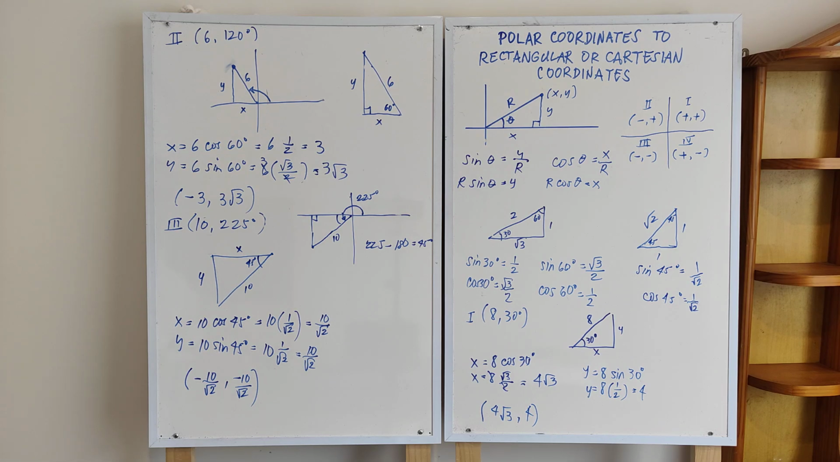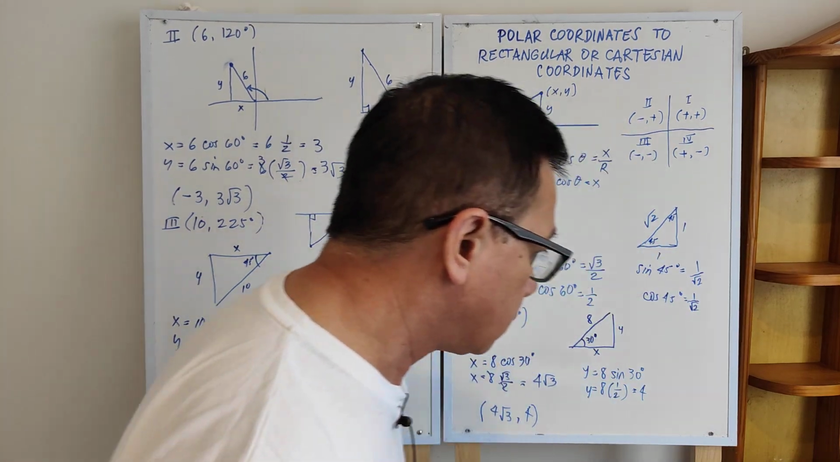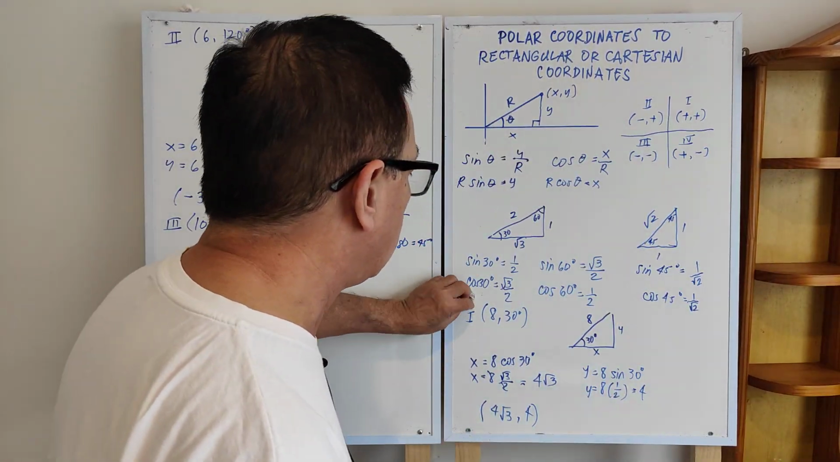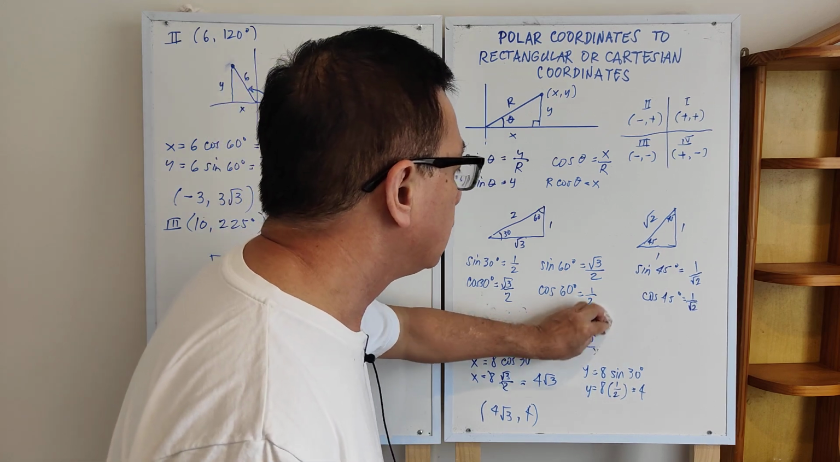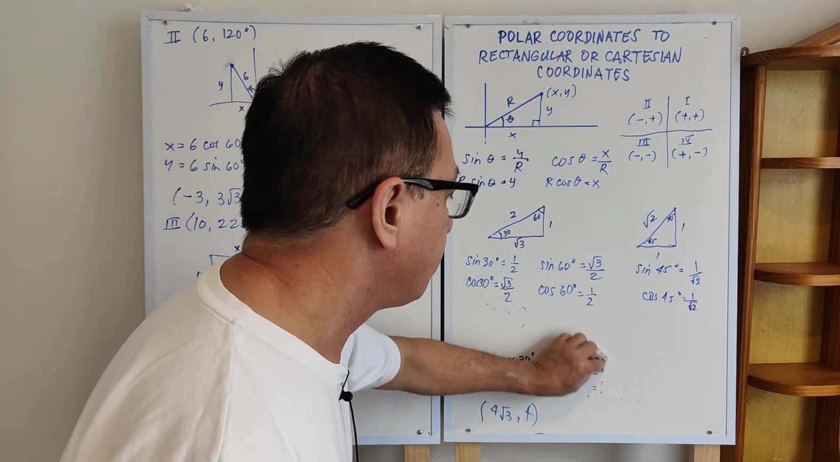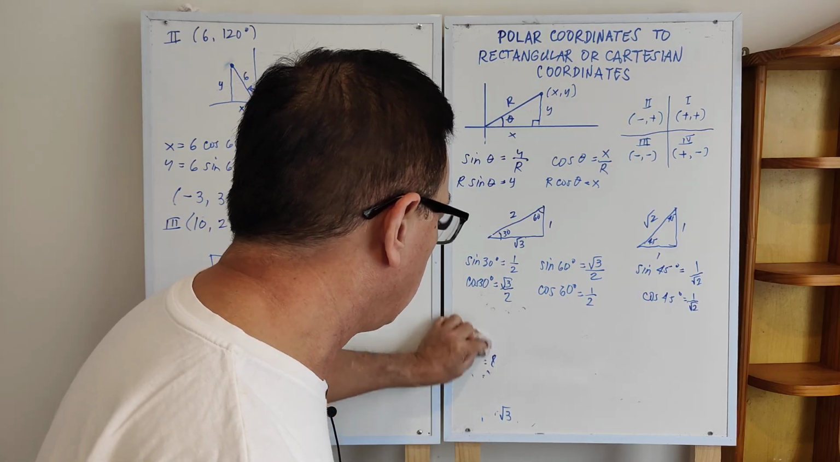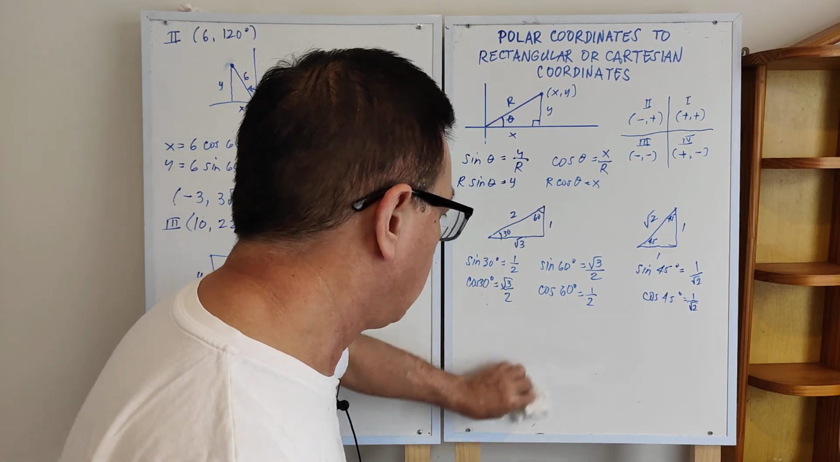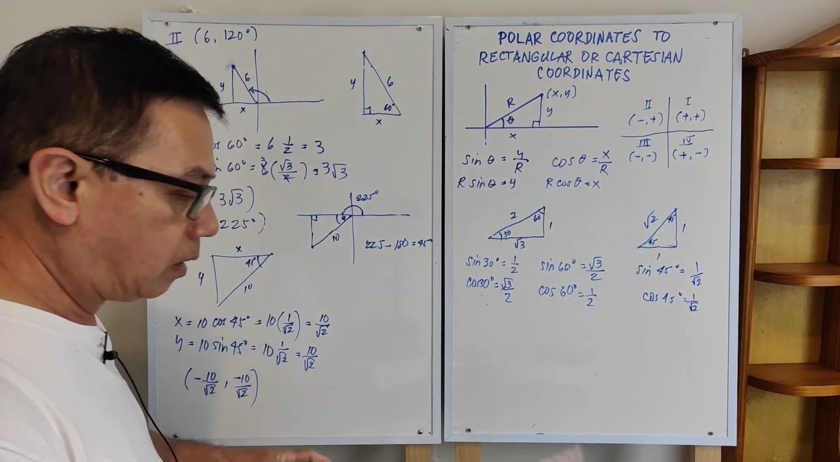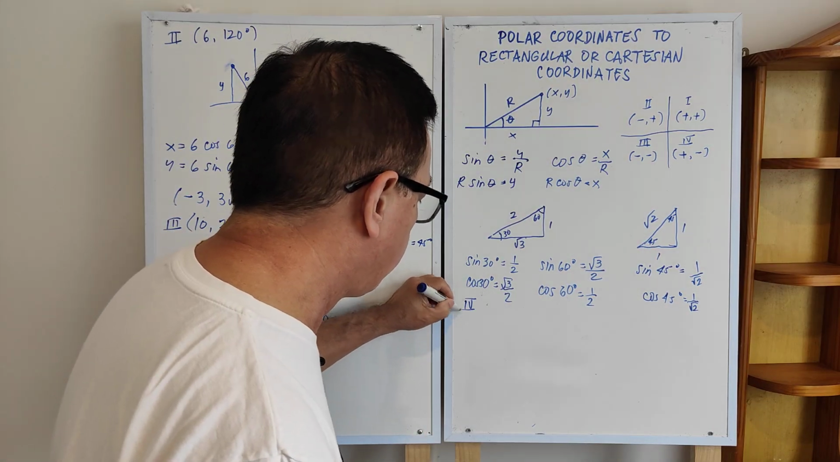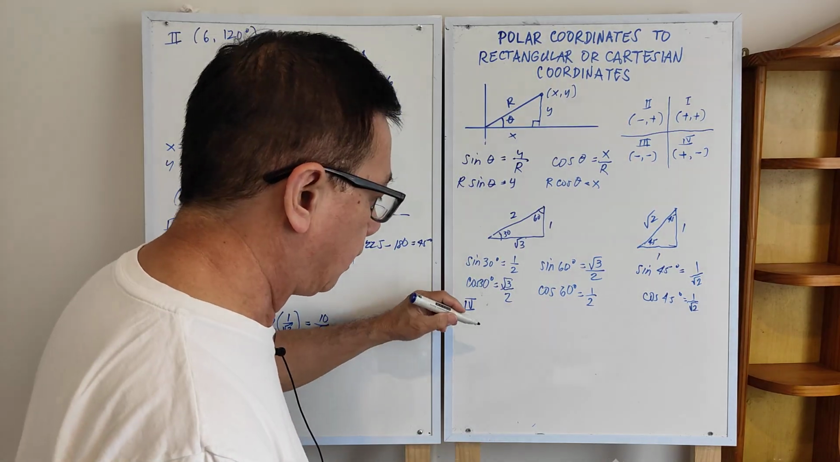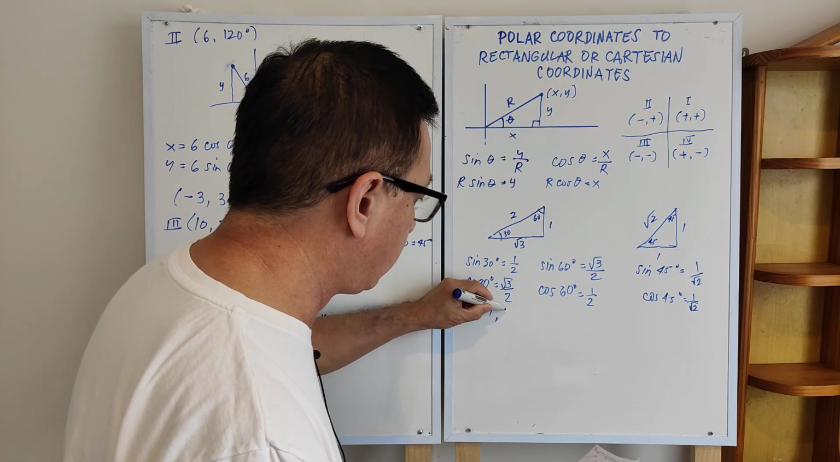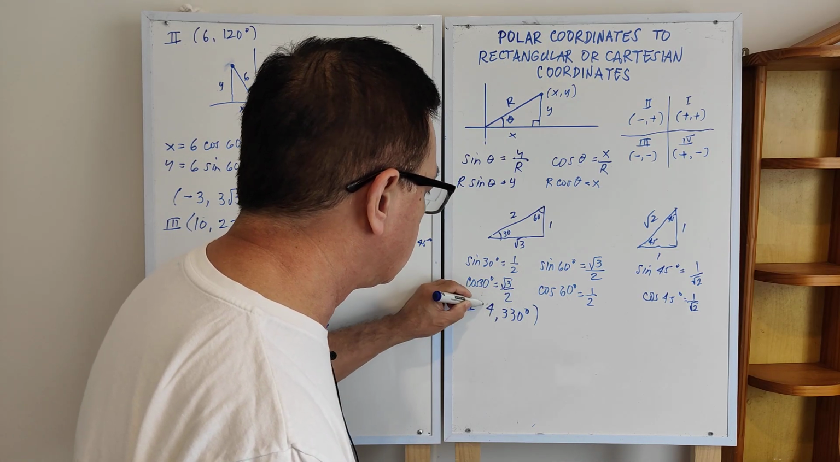And then the last number would be at the fourth quadrant. Let me erase this quick. For the last number, we can finish in one go. So our fourth number is in quadrant 4. Let's say your example, your polar coordinate is 4 and 330 degrees.